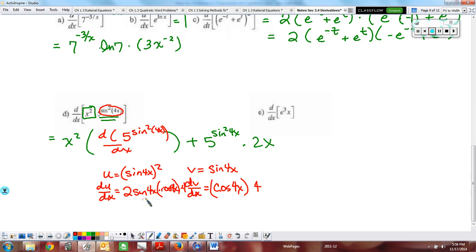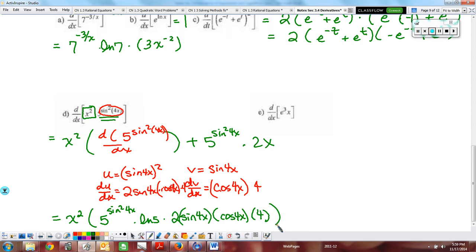Alright, and now I got to work myself back to this, so let's come back into our little string here. I'll write it below. We had x squared times, now in order to do the derivative, we have to do the derivative of 5 to the u, which is 5 to the u times ln of 5 times du dx, which is 2 sine of 4x, I like parentheses, times cosine of 4x times that 4. And then finish out our 5 sine squared of 4x times 2x. So this is our derivative.